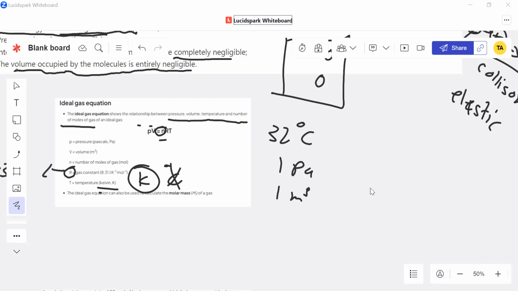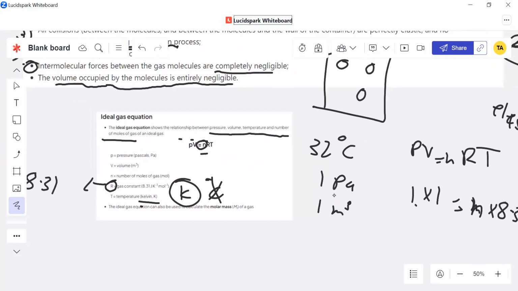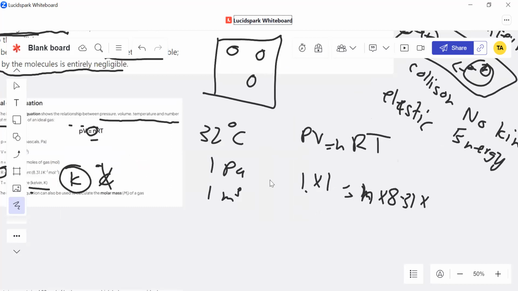Okay, so I'll use PV equals nRT. Pressure is 1 Pascal, and the unit is Pascal. I don't have to change the unit. So 1 times 1, because the volume is in meter cube. If it was in centimeter cube, I would have to change it. But right now it's not, so there is no need to change into meter cube. 1 times 1 equals the number of moles times R, which is 8.31, and you will multiply 8.31 times the temperature.